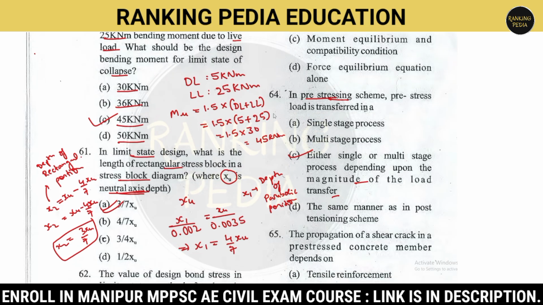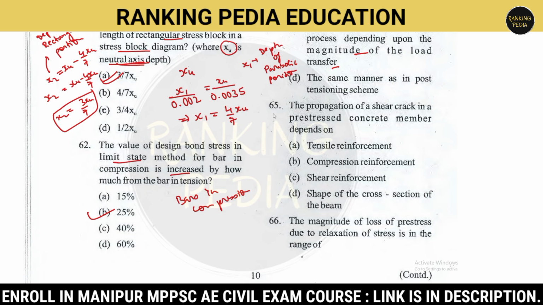Next question is question number 65. The propagation of a shear crack in a pre-stressed concrete member depends upon which factor? Options are tensile reinforcement, compression reinforcement, shear reinforcement, or the shape of the cross section of the beam. So which one is correct? The propagation of a shear crack in a pre-stressed concrete member depends upon the shape of the cross section of the beam, because it significantly influences how shear cracks propagate. Option D is correct.